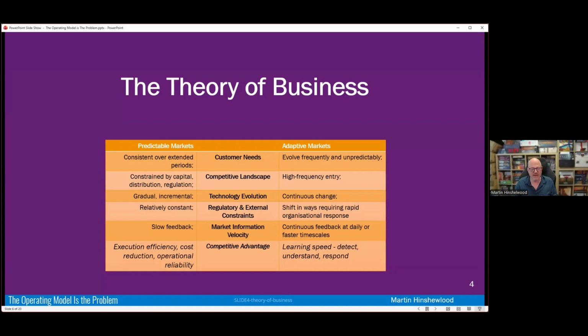So your competitive advantage in predictable markets comes from execution efficiency. We want to remove variance. We want to reduce cost. We want to maximize output. I would argue most organizations I work with have that mental model of what they want to do. But if we exist in adaptive, changing markets, it's learning speed. Detecting a problem, understanding it, and responding is your competitive advantage.